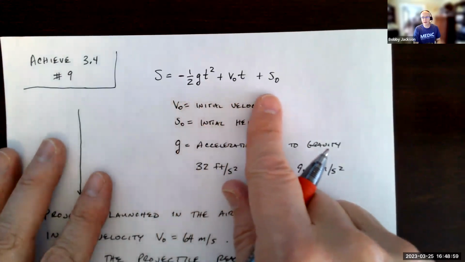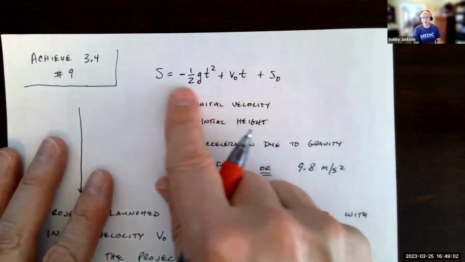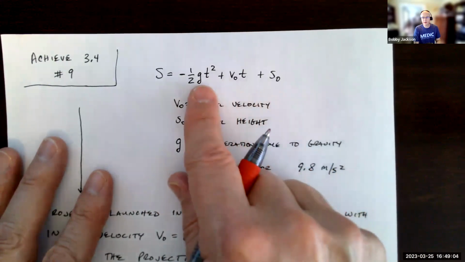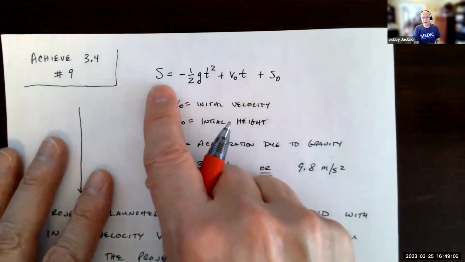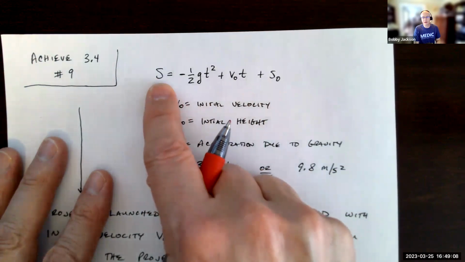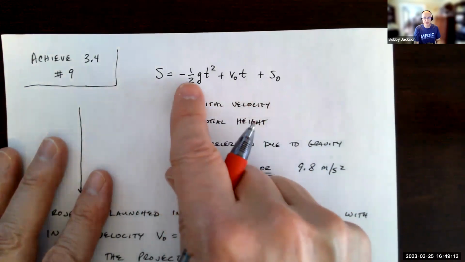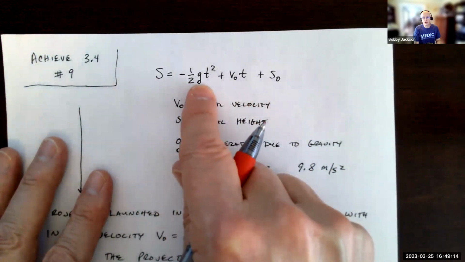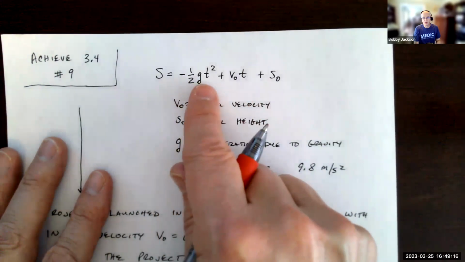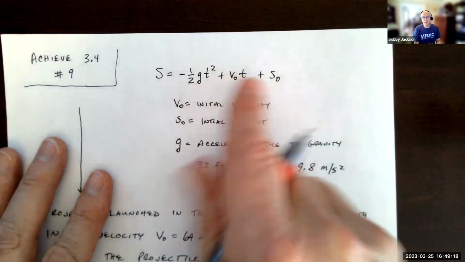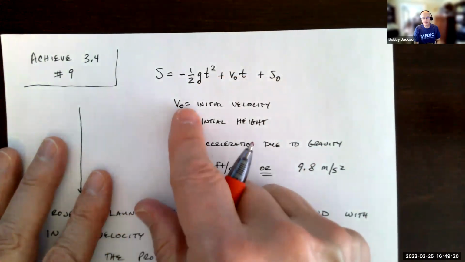This is the formula. There's a lot of variables here and strange things with subscripts. So the S is the actual height. This gives the height of the projectile or object, and it could be in feet or meters depending on the units you use for G, which I'll explain here in a minute. The T is the time in seconds.